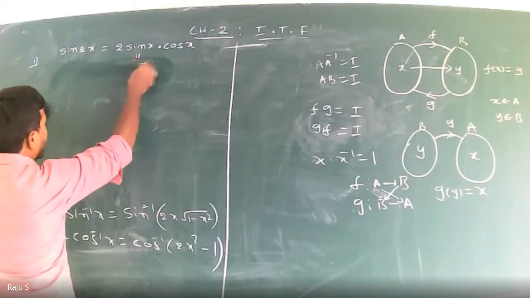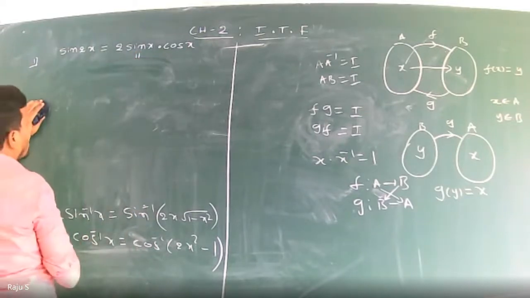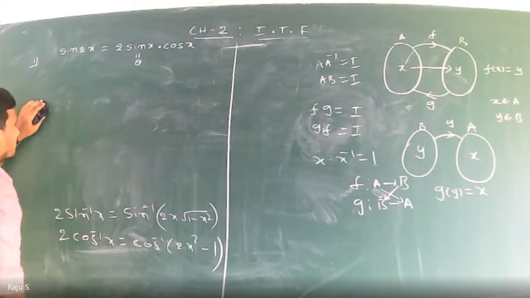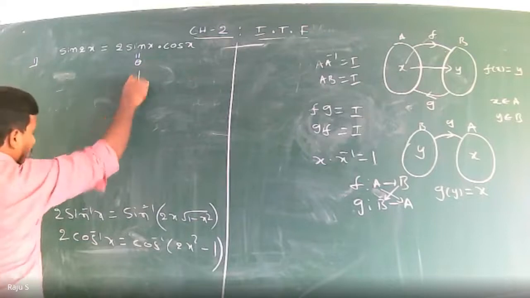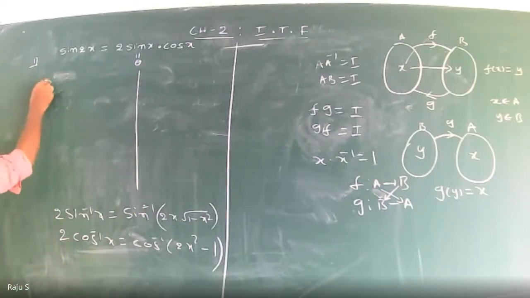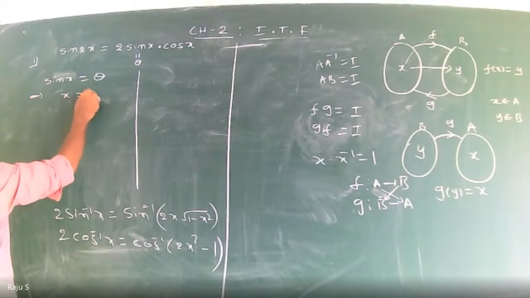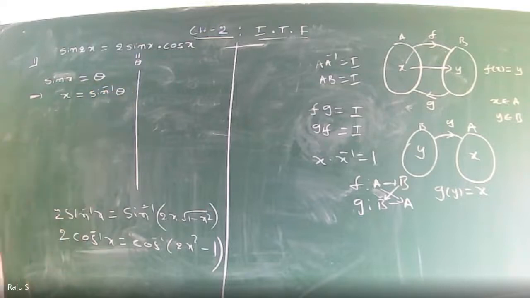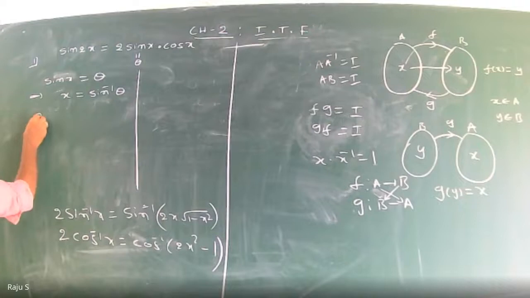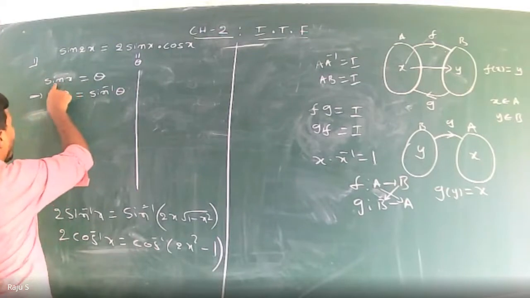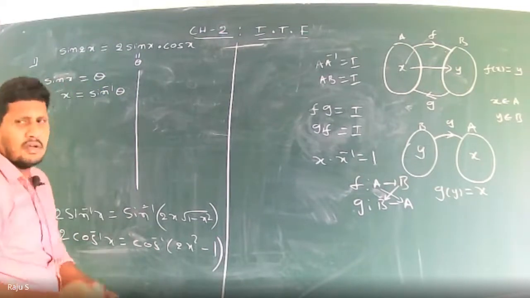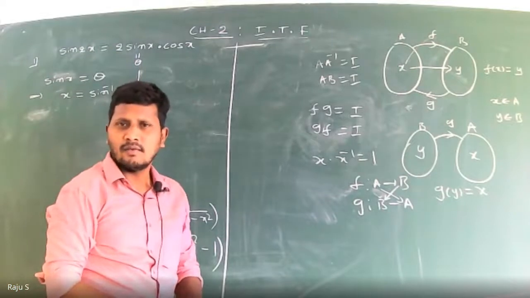This sin x you can consider as some other variable, that's your wish. Sin x is equal to, I am taking theta. When sin x is equal to theta, which implies what is the x value? Sin inverse theta. Am I right? Okay, sin inverse theta. Substitute this x value on both sides. Look at here. When sin x is equal to theta, then what about cos x?